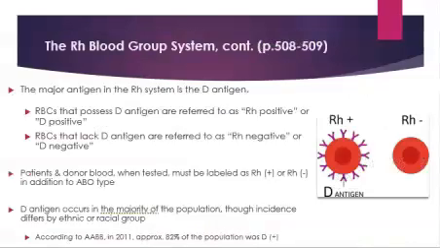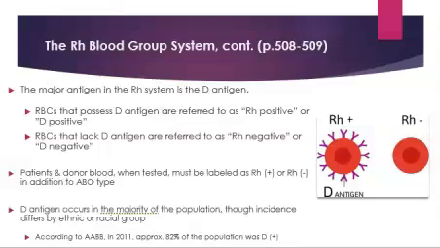The Rh antigens are located on the surface of the red blood cells, just like the antigens of the ABO blood group. If the person has the Rh antigens on the red blood cells, that person is known to be Rh positive or D positive. If they lack the antigens on the red blood cells, then they're known to be Rh negative or D negative. So to get a person's complete blood type, you must include the ABO group and the Rh. So an example would be A negative.